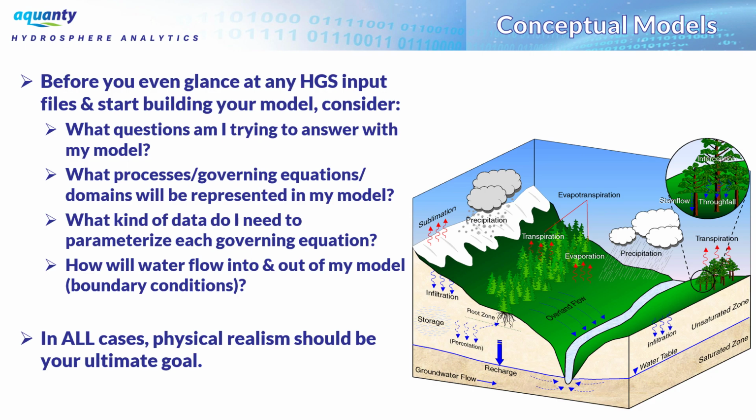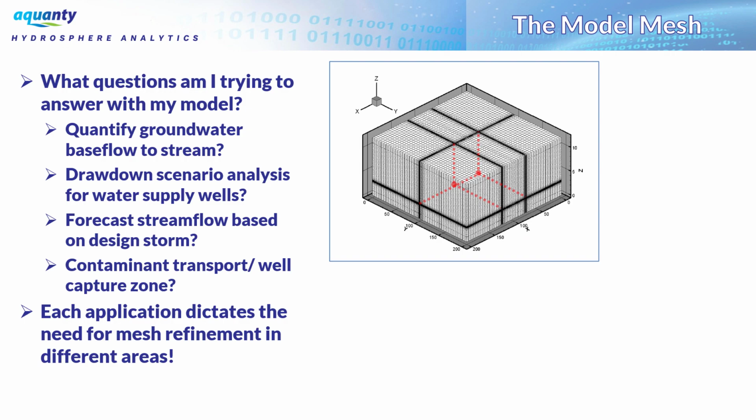So let's focus on these first two questions to get us started. First of all, if we think about what question I'm trying to answer with my model, or what the purpose of the model really is, it's going to help us understand at a basic level where our mesh needs to be discretized. So if we're quantifying groundwater base flow to a stream, then we're going to want to discretize our model more accurately around those streams.